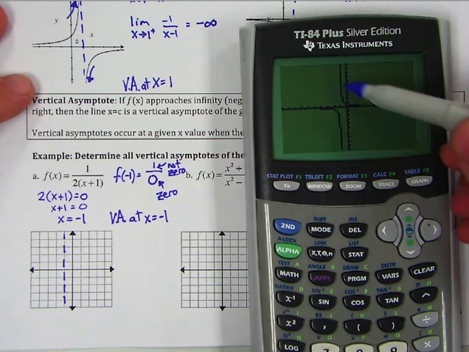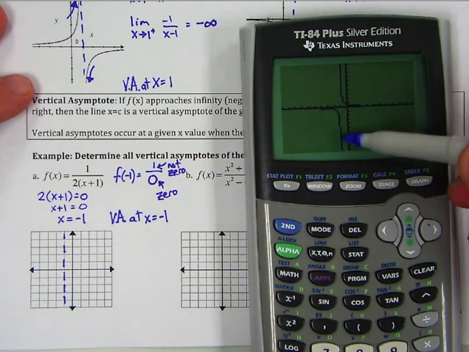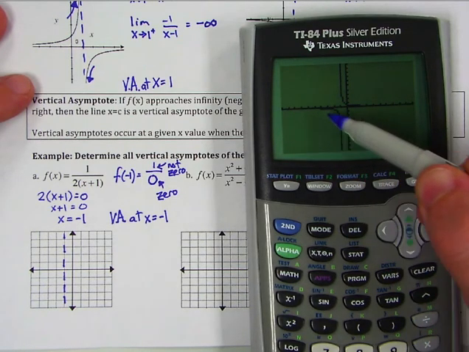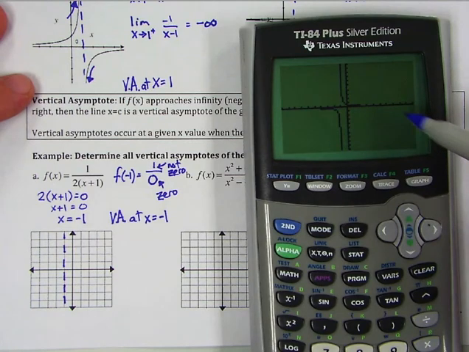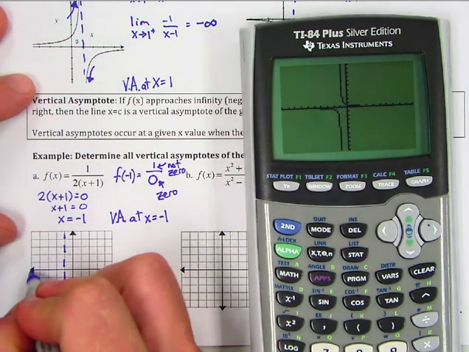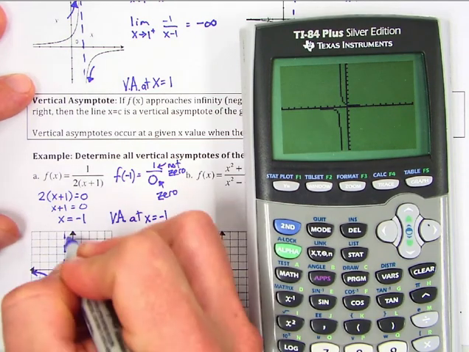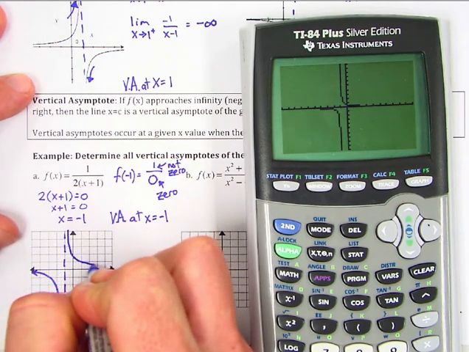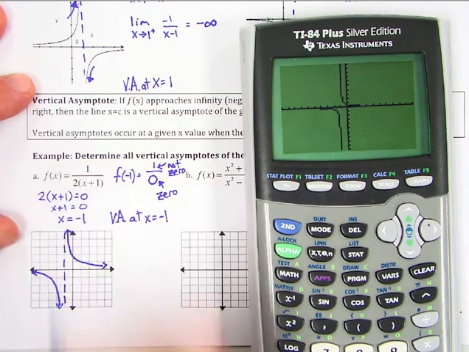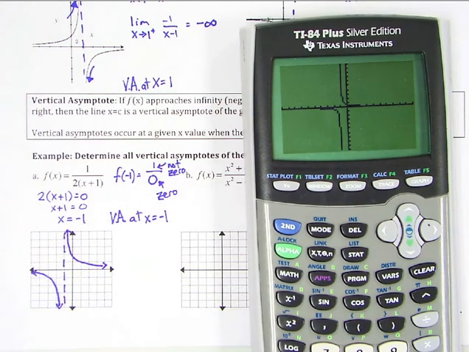okay, we can see right here this vertical asymptote at negative 1, and horizontal asymptote looks like it's right there at 0. Y equals 0. We're going to talk about horizontal asymptotes a little bit later. We're just going to worry about the verticals for now. Okay? So this is kind of what our graph would look like.